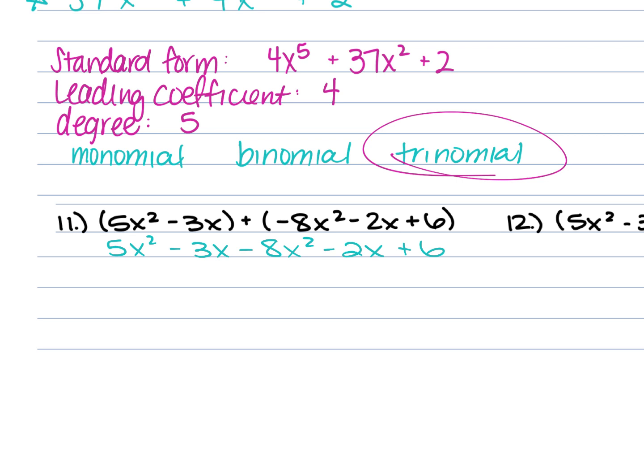I'm just going to combine my like terms. My highest power is the x squared, and I have a 5x squared and a negative 8x squared. So we're going to combine those to get negative 3x squared. Then we have negative 3x and negative 2x. Those are like terms because they both share an x. The negative 3 minus 2 is negative 5. We keep the x attached to it. Lastly, we have one constant of that 6, so that gets just dropped down. So we have negative 3x squared minus 5x plus 6.